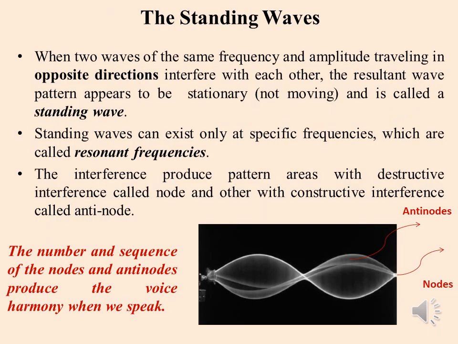The standing waves. When two waves of the same frequency and amplitude travelling in opposite directions interfere, the resultant wave pattern appears to be stationary, not moving, standing, and is called a standing wave. Standing waves can exist only at specific frequencies, which are called resonant frequencies. The interference produces a pattern with areas of destructive interference called nodes and others of constructive interference called antinodes.